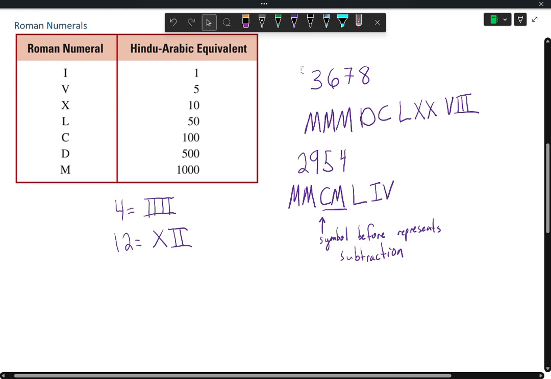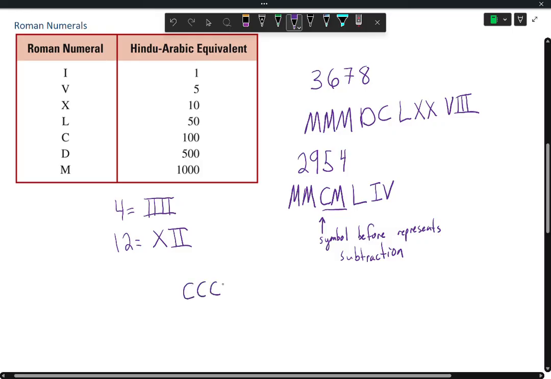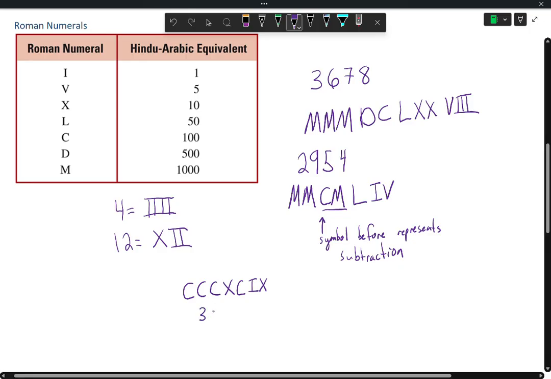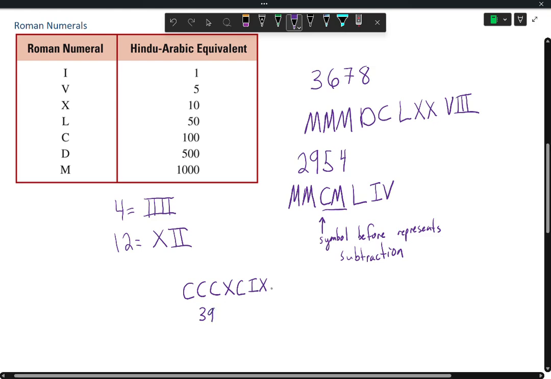So I'm going to go through and do a couple example numbers. Let's see if we can figure out what this one is. C, C, C, X, C, I, X. Notice we have some smaller place values before a larger one. So I have 3 C's, so that represents 300. XC, which is 10 before 100, or 90. And 1 before 10, which is 9. So this is 399.